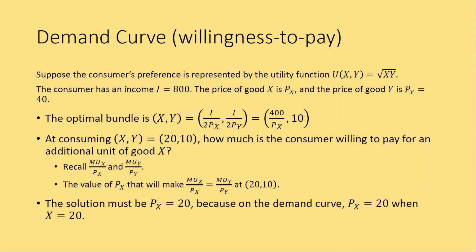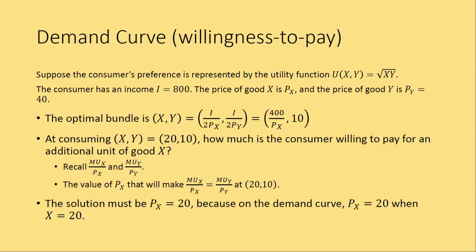Let's ask a slightly different question to the consumer. How much is the consumer willing to pay for an additional unit of good X? Well, we note that her answer is probably going to depend on how much she is actually consuming right now, right? So if she is already consuming a lot of good X, while very few of good Y, she's probably not willing to pay as much for an additional unit of good X as compared to when she is consuming very few units of good X, but many units of good Y. And of course, this is a very rough statement. It will also depend on the price of good Y.